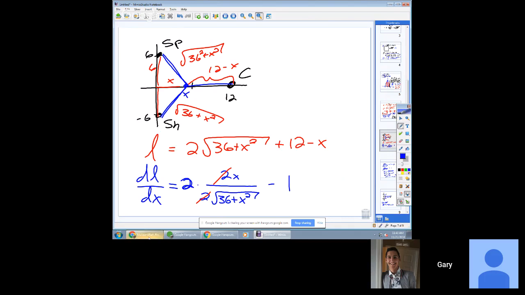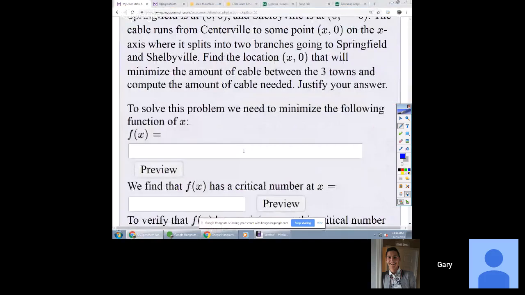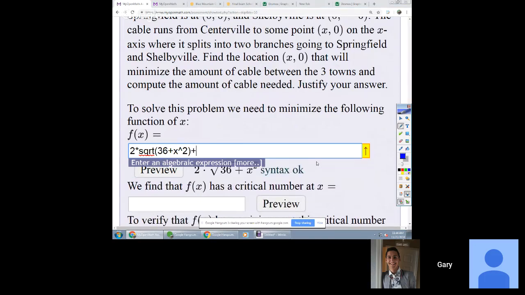I think the homework makes you do that. We're asked for that? Yeah. Okay, let's see what the homework asks. So to solve this problem, we need to optimize the following function of x. Okay, so our function of x is twice the square root of 36 plus x squared, and then we had to add 12 minus x to that. So that's our function.